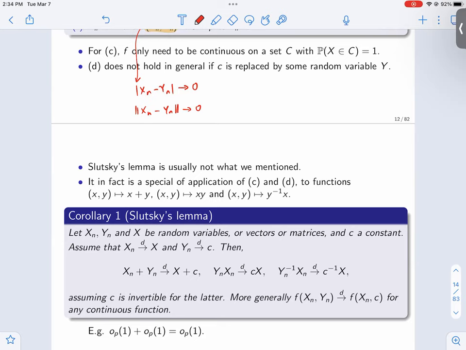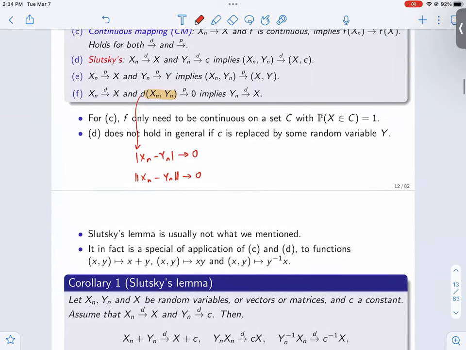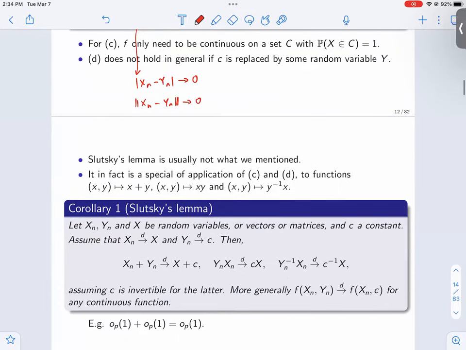More generally, any function of Xn and Yn converges to f of X and c, if f is a continuous function. So you see that this is a combination of C and D. Okay, but it's very useful. Basically, I can just replace this with the limit and this with the limit and the result holds.